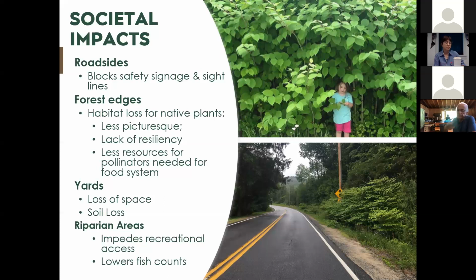And also, if these knotweeds have outcompeted native trees early in the successional trajectory, that fishery might be destroyed from warming of the waters, resulting in lower fish counts. You also don't want to have to drag a kayak or canoe through these dense knotweed stands to go enjoy our rivers and streams.